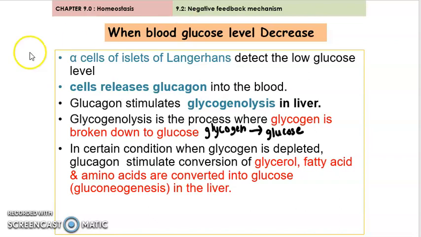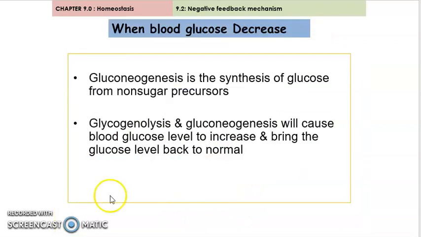And also in a certain condition when glycogen is depleted, glucagon also will stimulate conversion of glycerol, fatty acid, amino acid, and it will convert into glucose. Then the process we call as gluconeogenesis, and it will occur in the liver. So what is gluconeogenesis? It is the synthesis of glucose from non-sugar precursor. So the keyword here is non-sugar precursor.